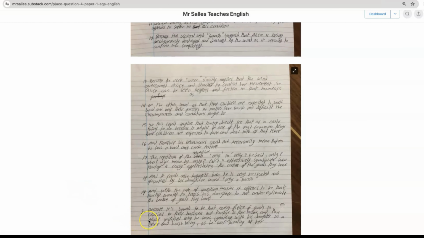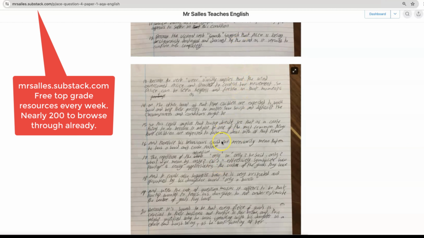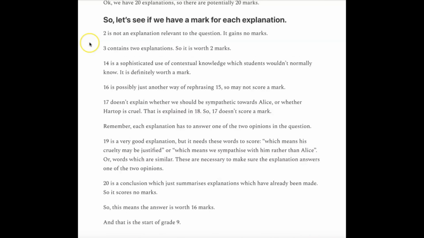Now you're probably thinking your student, Mr. Salles, wrote 20 explanations, but they didn't get 20 marks. They scored 16. And you'd be absolutely right. You can read this answer by going to mrsallessubstack.com, and there I've explained why some numbered points don't score marks. I'm not going to delve into that here because the point is if you write the right number of scoring explanations, you are going to get the grades. A scoring explanation is one which is relevant to the question and doesn't repeat something that has already been said.